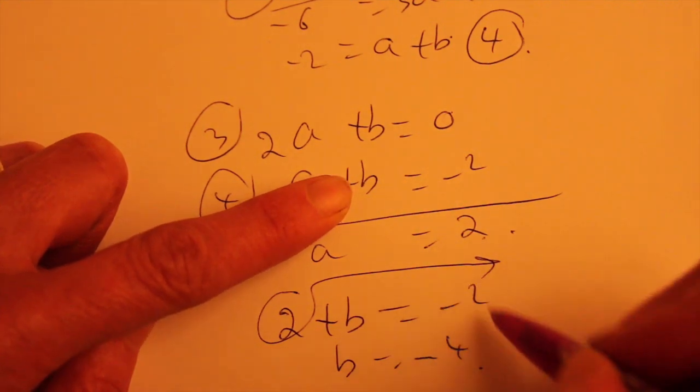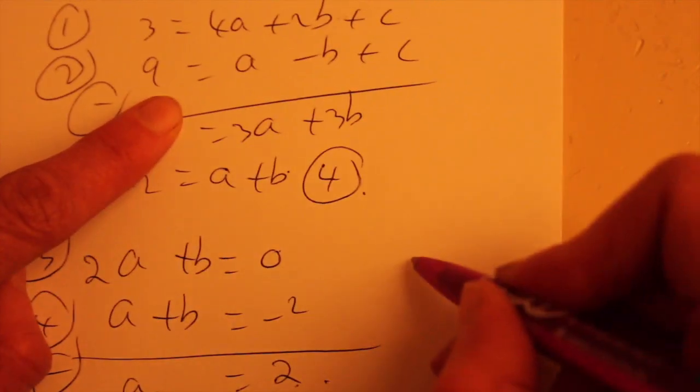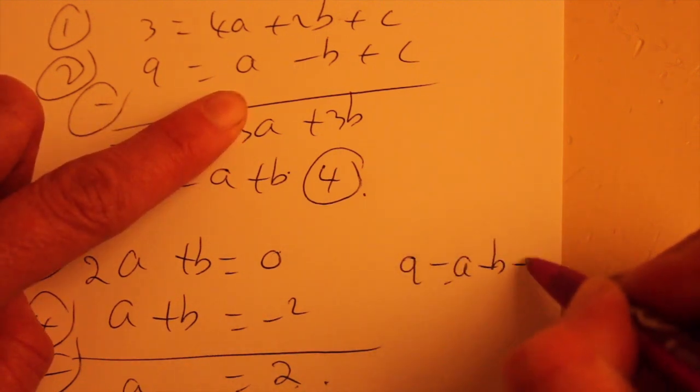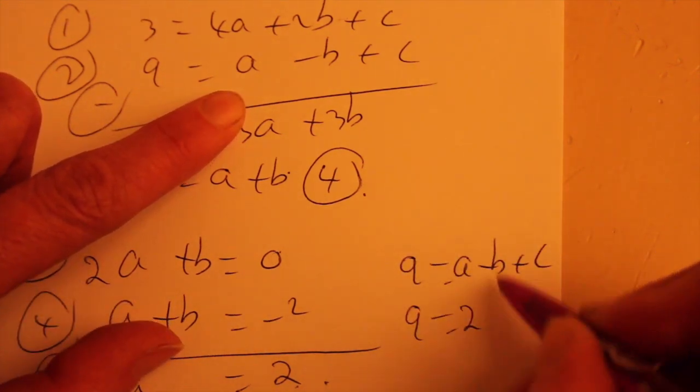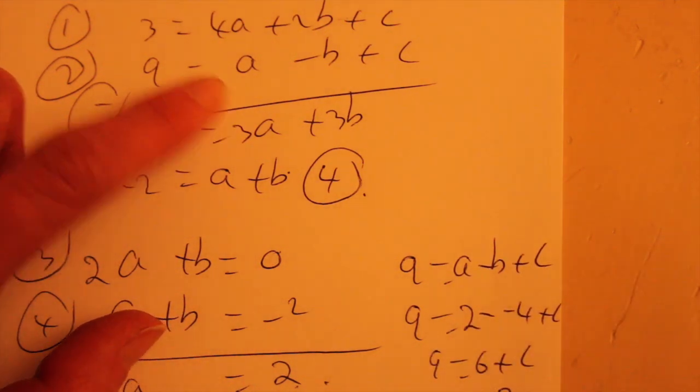And to work out c, substitute a and b into any of the c equations. I just see one here. So 9 equals a minus b add c. A is 2, b is minus 4. 2 add 4 is 6. So c equals 3.